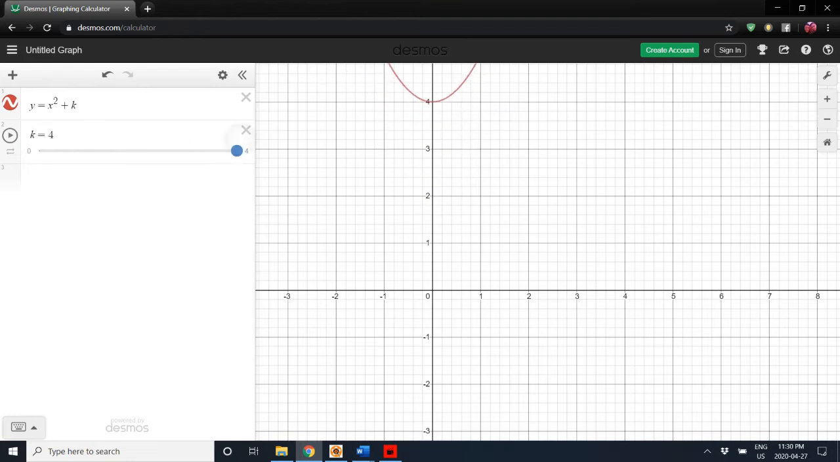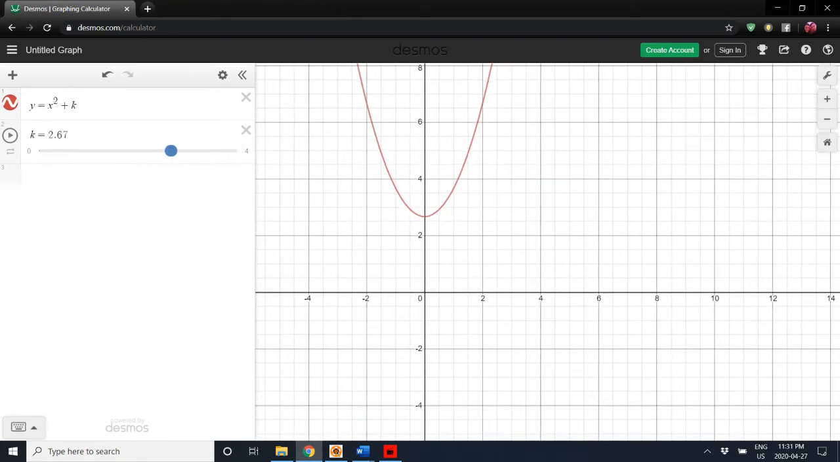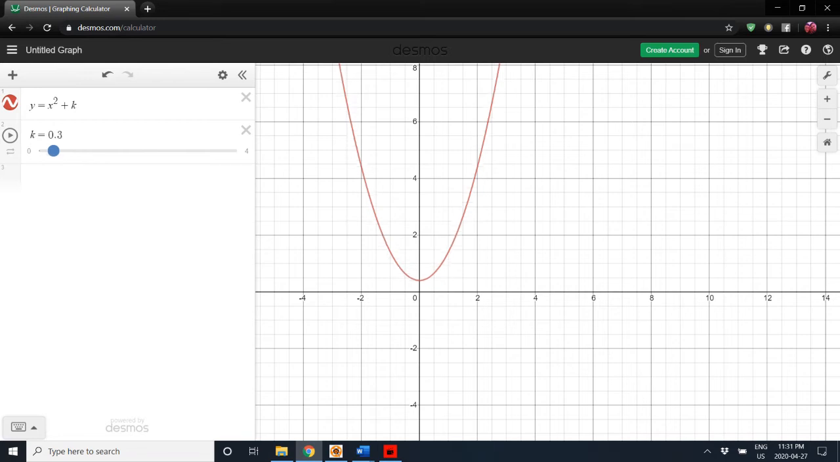And there's that 4. So the graph doesn't stretch or anything. It just moves all the way up here. And the way we describe this is it's translating up 4 units. So the position of all the points are staying the same. They're just moving up 4 units. So how can we show this on our graph? Let's head back to our lesson sheet.